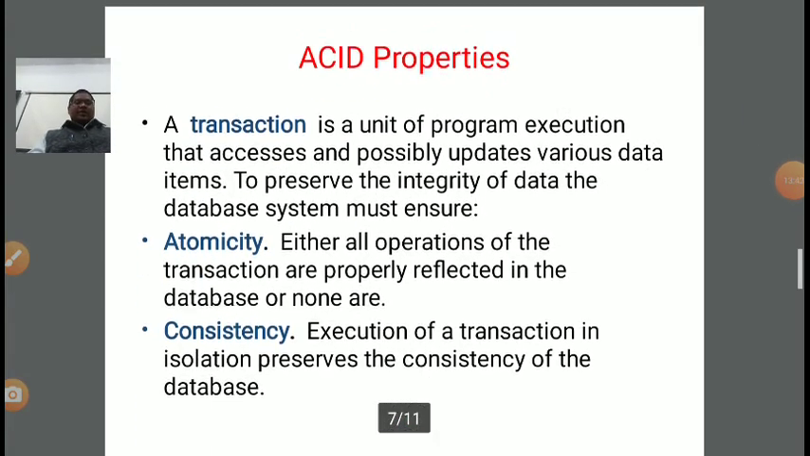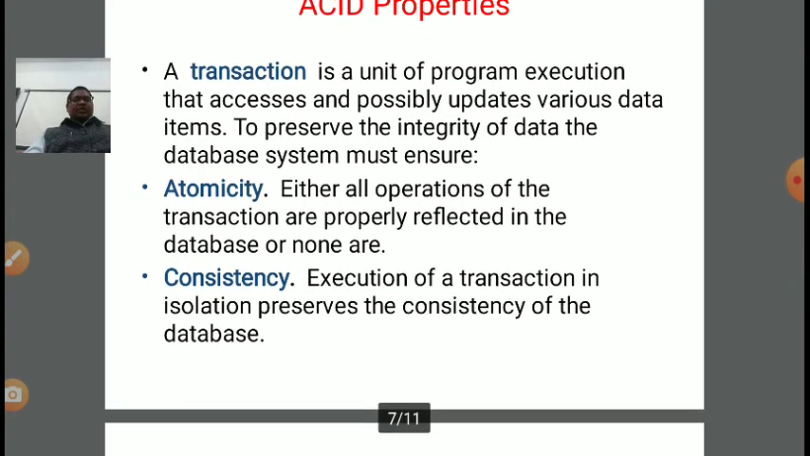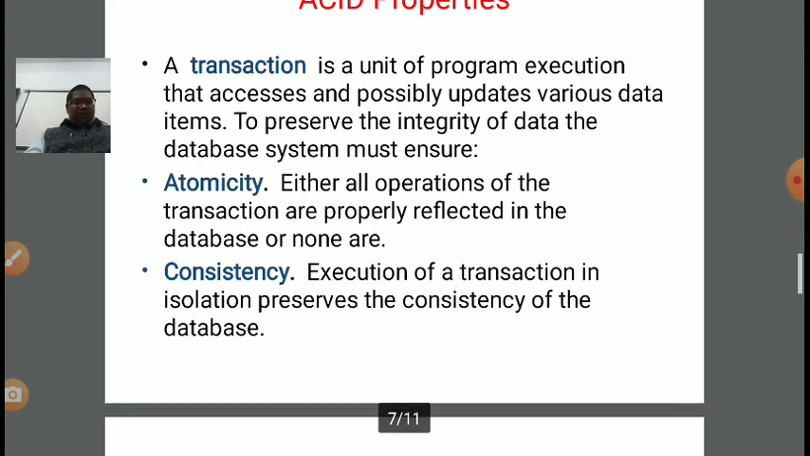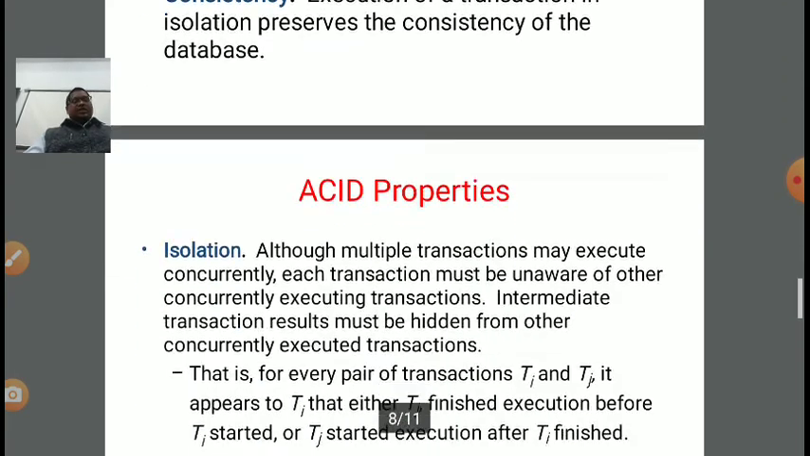Now, ACID properties. A transaction is a unit of program execution that accesses and possibly updates various data items to preserve the integrity of the database system. In order to have a perfect transaction, atomicity needs to be maintained. Atomicity means either all operations of the transaction are properly reflected in the database or none are. Either zero or full. Consistency: execution of the transaction in isolation preserves the consistency of the database.